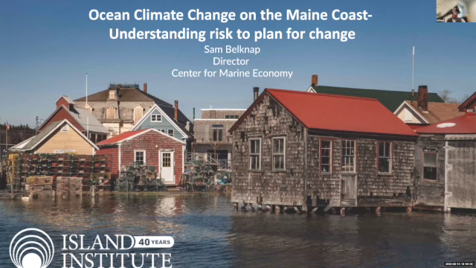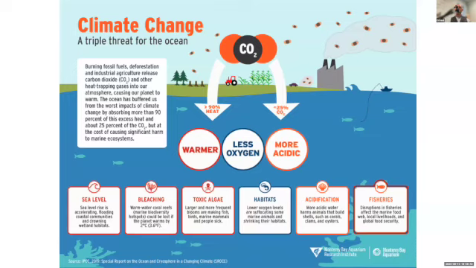So it is my job to bring these global scale climatological phenomena down to the scale of Maine's coast. This is a complicated slide outlining all of the different ways that increases in carbon dioxide in the atmosphere impact our oceans. The three we're going to focus on today are ocean acidification, or the decreasing pH of our ocean, sea level rise, and ocean warming as well.